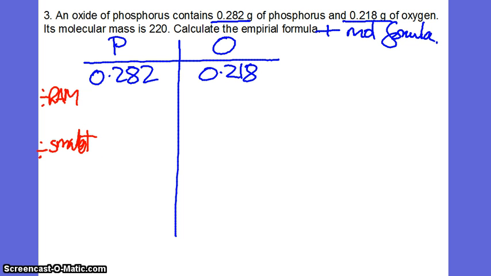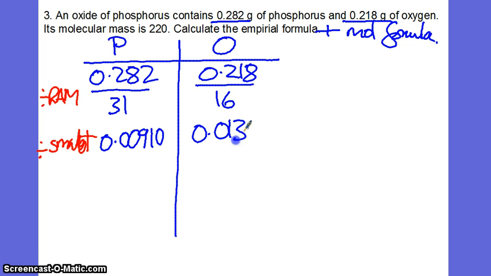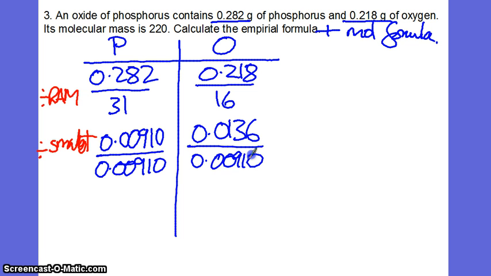So, RAM of phosphorus, look it up on your periodic table, 31. Oxygen, 16. And if you do that calculation very quickly, 0.00910, and for oxygen, 0.0136. Then you have to divide by the smallest. Well, this one here is the smallest, so that divided by 0.00910. Do the same thing to the other side, 0.00910, and that gives a ratio of 1 to 1.49.